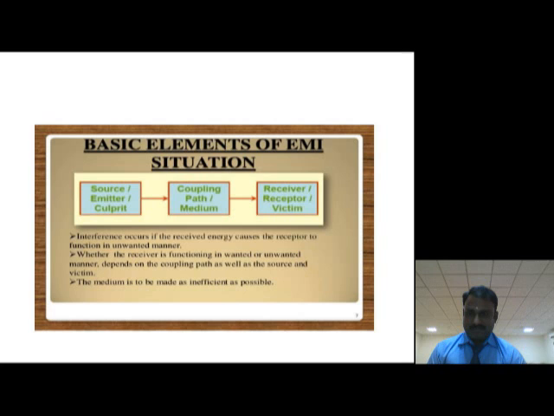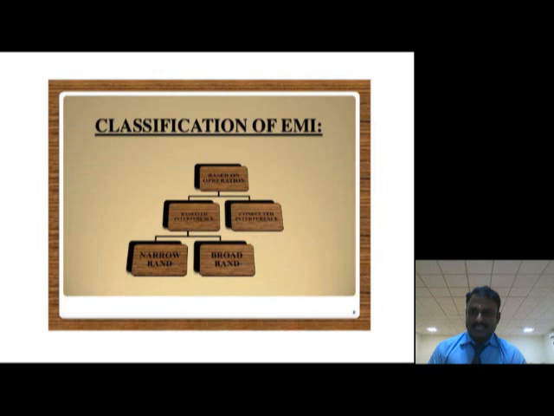So these are the basic fundamentals. Initially we have the source, coupling path and receiver. The source is called the culprit, and the receptor or receiver is called the victim. These are the basic elements of an EMI situation. Next we are going to discuss the classification of EMI.